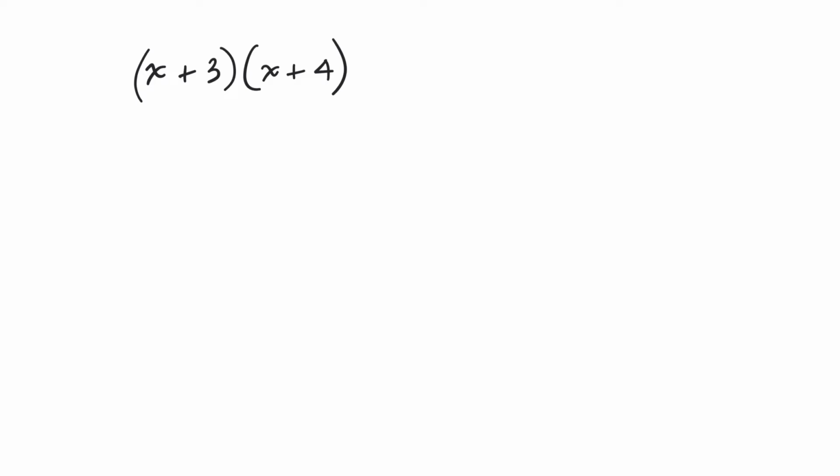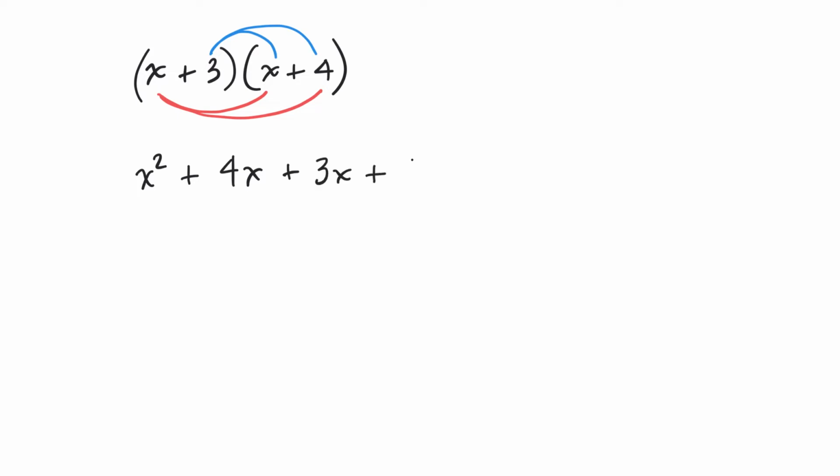Remember, we have to distribute this term into both of the terms over here, and then we have to distribute this term into both of the terms over there as well. So if we do that, we get x squared plus 4x plus 3x plus 12. And so now we have four terms, but these two are like terms, and so we can combine those, and we end up with x squared plus 7x plus 12, just like that. And so this would be our product.